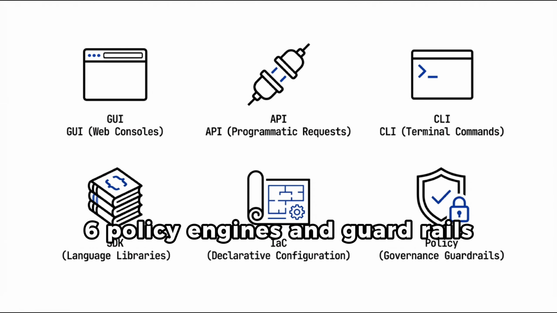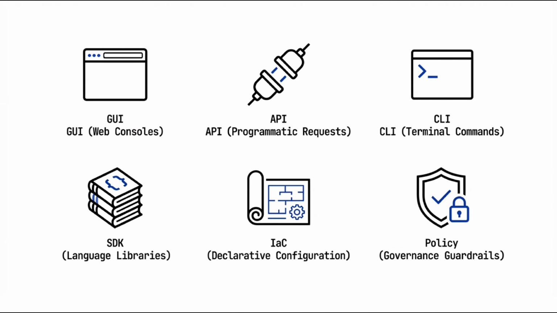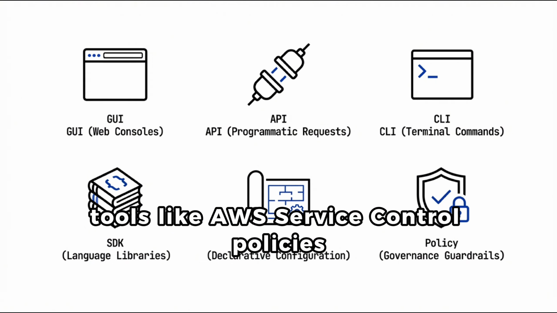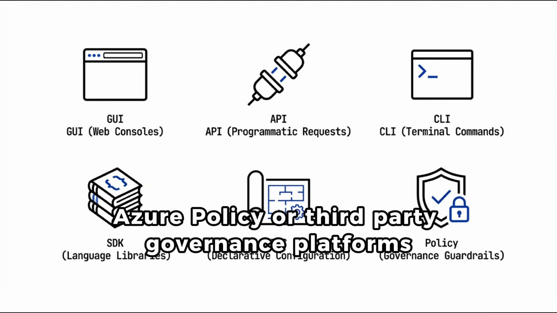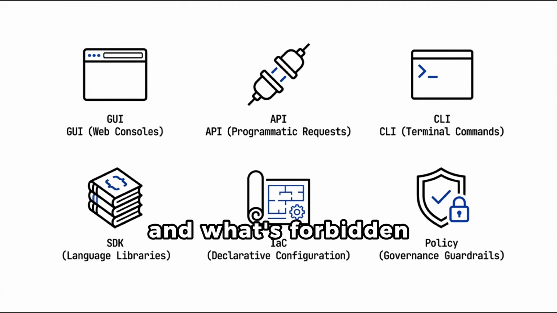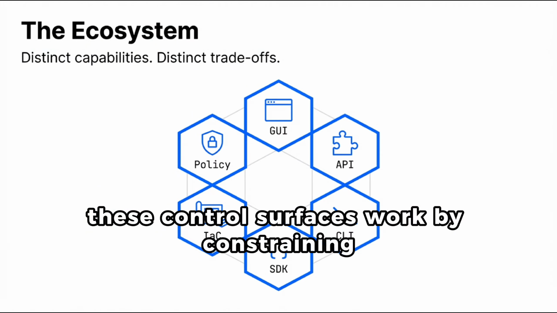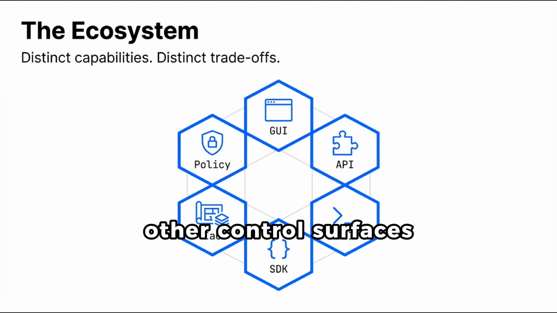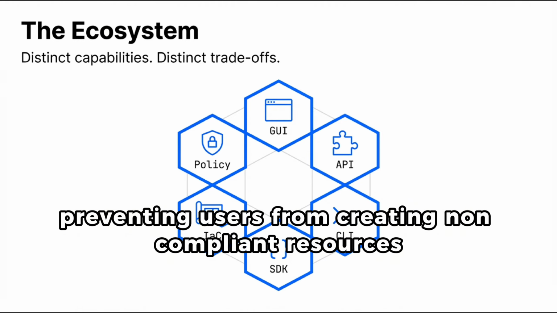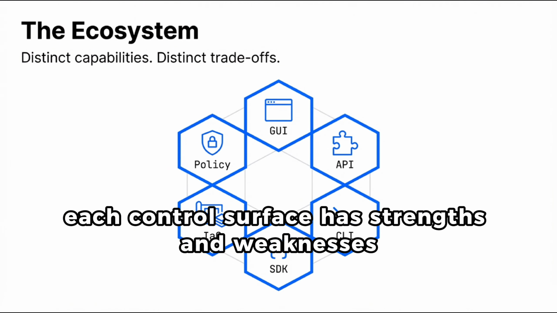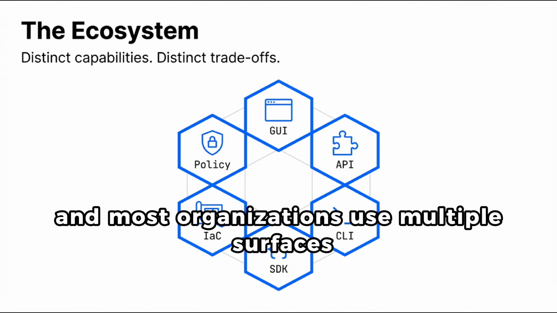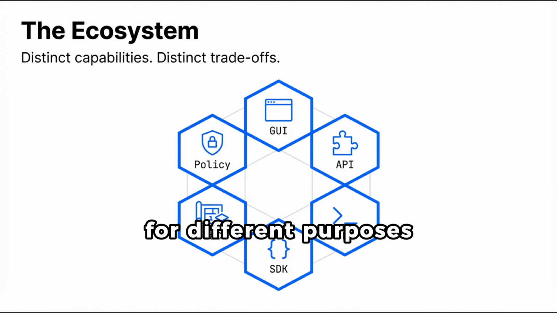Sixth, policy engines and guardrails. Tools like AWS Service Control Policies, Azure Policy, or third-party governance platforms let you define what's allowed and what's forbidden. These control surfaces work by constraining other control surfaces, preventing users from creating non-compliant resources, even if they have permission. Each control surface has strengths and weaknesses, and most organizations use multiple surfaces for different purposes.